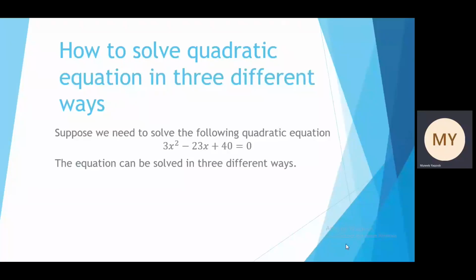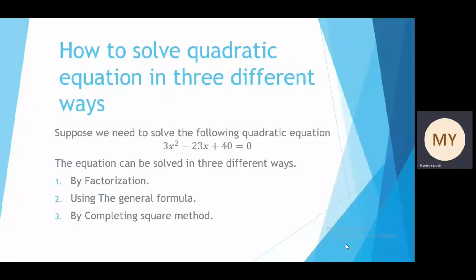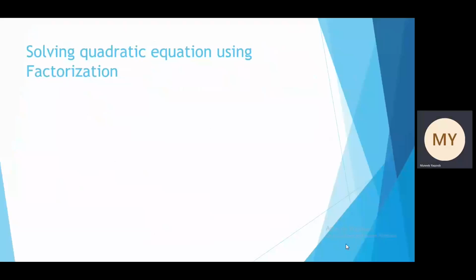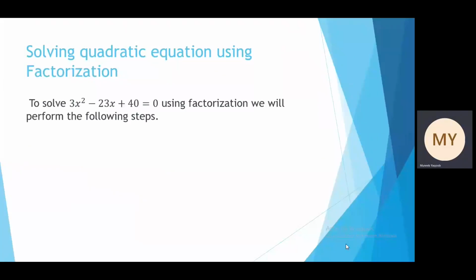The equation can be solved in three different ways. Number 1, by factorization. Number 2, using the general formula. Number 3, by the completing the square method. We will explain each method in detail. Solving a quadratic equation using factorization.